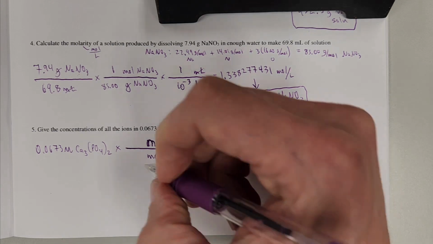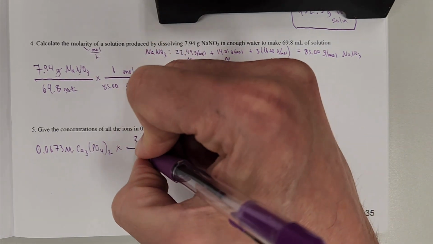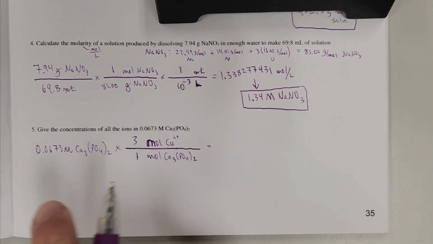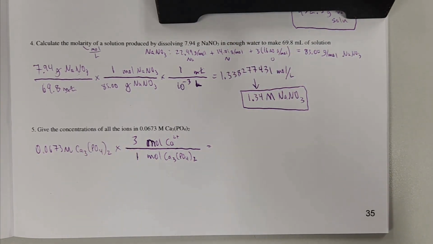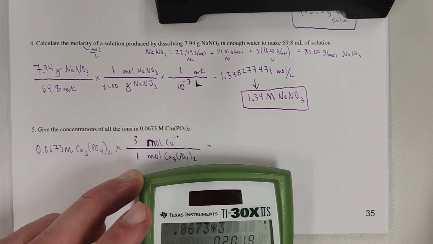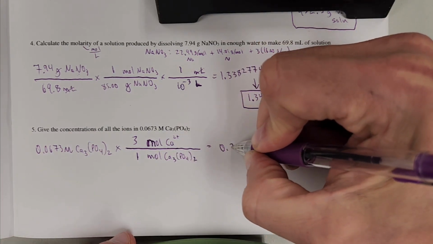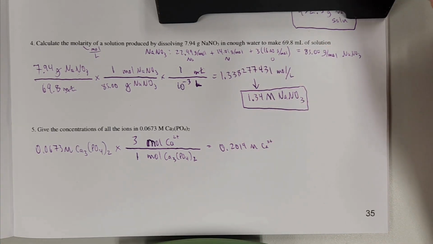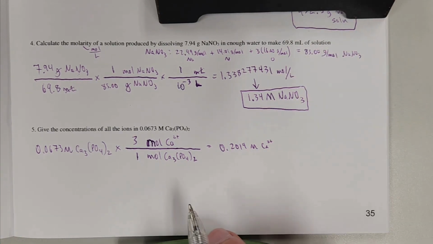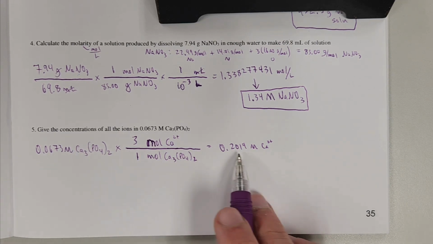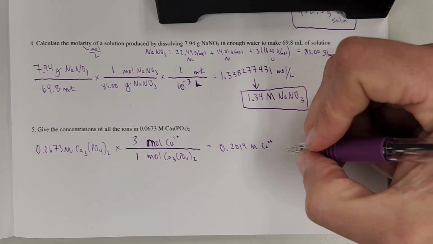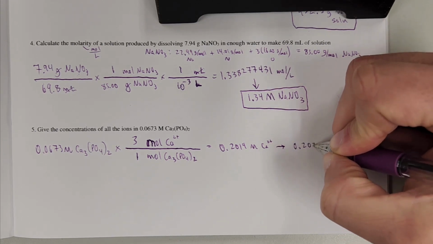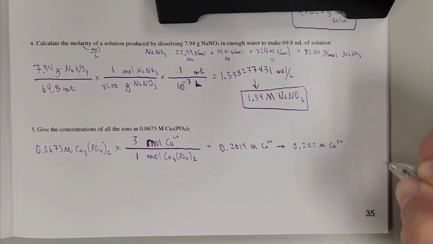Just for every 1 mole of this, notice how there's 3 moles of calcium. I'll put 2 plus ion. Essentially, we're just taking this number and multiplying it by 3. And that gives 0.2019 molar calcium 2 plus ion. And then we're going to round that for sig figs to 3 sig figs. So you're going to have to call that 0.202 molar calcium 2 plus ion.